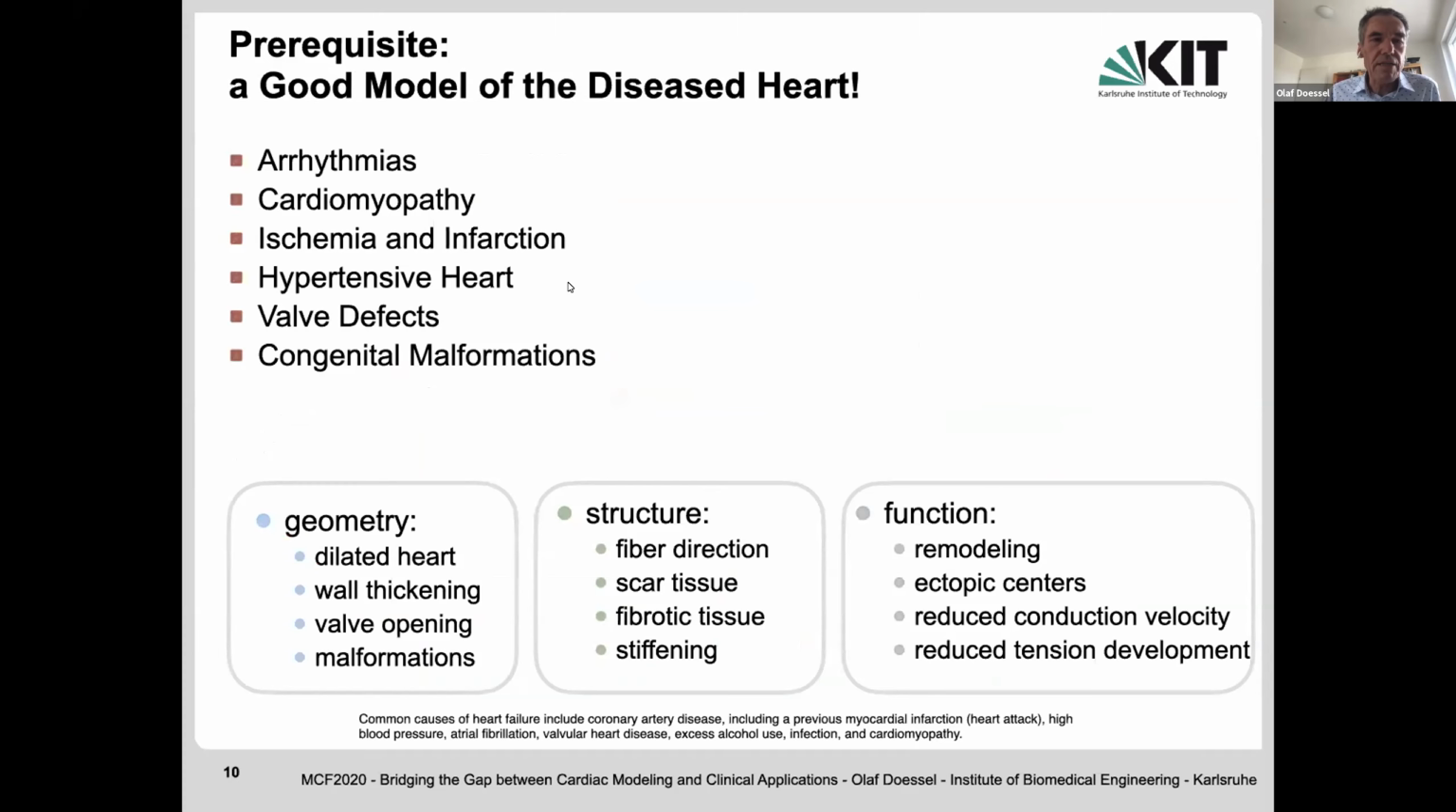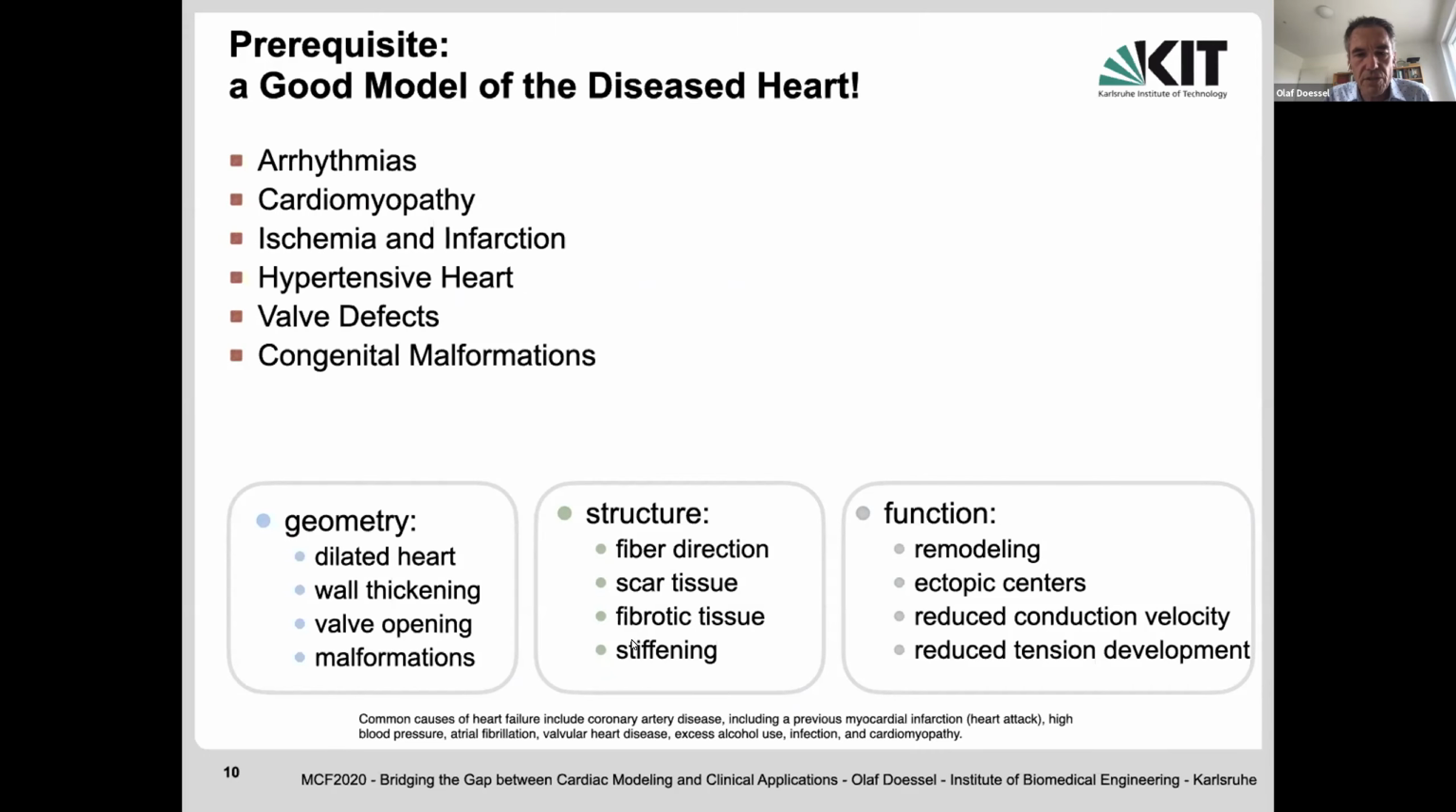Now I've summarized this. I think the prerequisite for good modeling of a diseased heart is that we want to do something for the patients, for the cardiologists. So we have to have a good model of the diseased heart. And if you trace back to these things that I mentioned, arrhythmias, cardiomyopathy, ischemia, etc., then we see that in the diseased heart, we have a changed geometry. Sometimes the heart is dilated, sometimes the wall is thicker, sometimes the valves do not open or they open at the wrong time. Sometimes we have malformations.